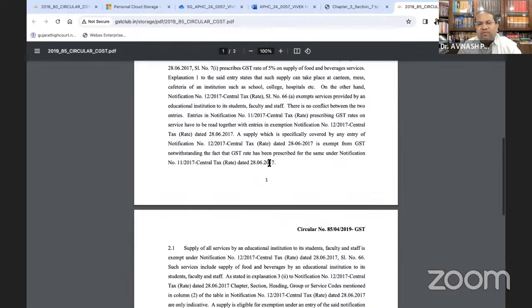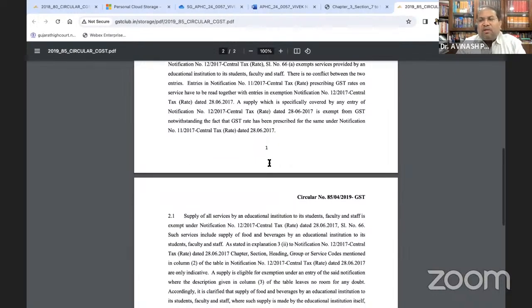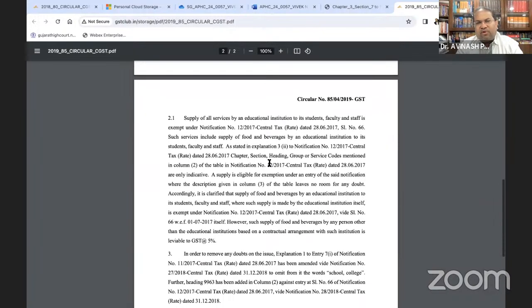Entries in notification number 11 of 2017 prescribing GST rates on services have to be read together with entries in exemption notification 12 of 2017 dated so and so. A supply which is specifically covered by any entry of notification 12 of 2017 is exempt from GST, notwithstanding the fact that GST rate has been prescribed for the same under notification 11 of 2017. Therefore, supply of all services by educational institution to its students, faculty, and staff is exempt under notification number 12 of 2017, serial number 66. Such services include supply of food and beverages by educational institutions to its students, staff, and faculty.